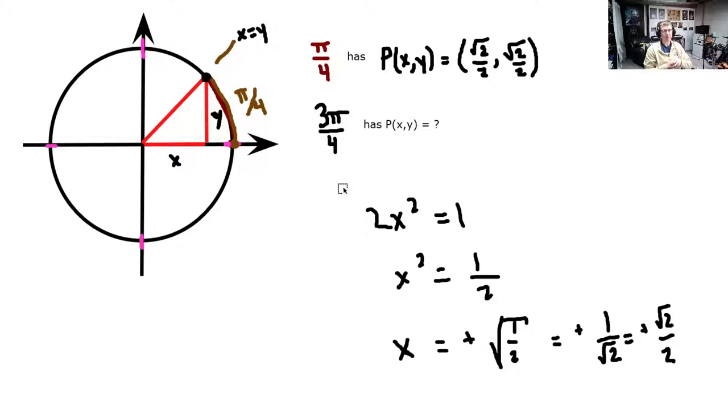Now I would think about this angle, 3 pi over 4, as a multiple of the previous one we just did. It's 3 pi over 4. Instead of just pi over 4, it's 3 of them. So pi over 4 was halfway through that first quadrant. So 2 of them is at the top of that y-axis there. And 3 of them is halfway through the second quadrant.